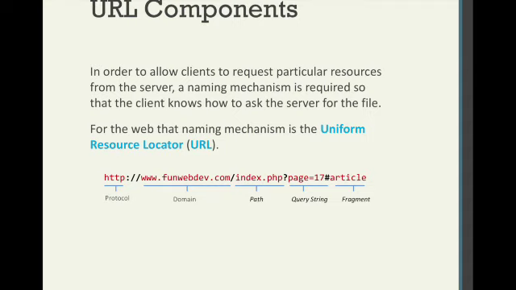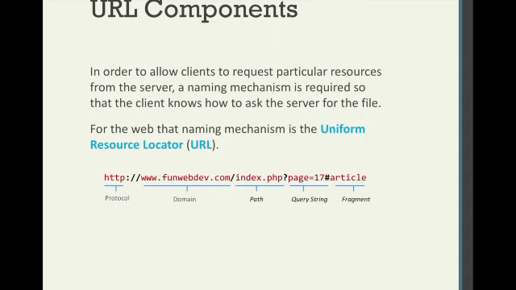A uniform resource locator, or a URL, is a naming mechanism for the web to allow the clients to request resources from the server. So here is an example of a URL. It has several components. The first part is the application protocol that is used to connect to the server. In this case, it is HTTP, or the Hypertext Transfer Protocol. It can also be FTP, which is the File Transfer Protocol.